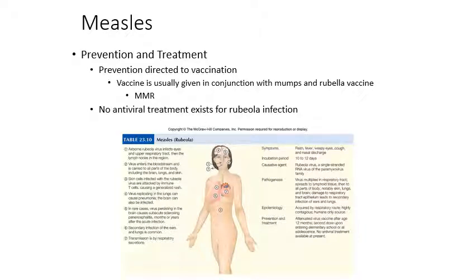Okay. And as far as other treatments, there really aren't any. So there's no treatment for measles once you actually have it. The best treatment is just prevention. And we all get vaccinated with our MMR, which is our measles, mumps, and rubella vaccine, which is going to prevent infection with the measles.